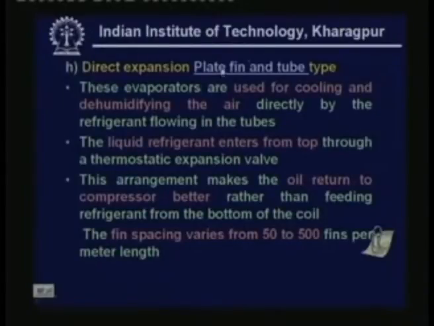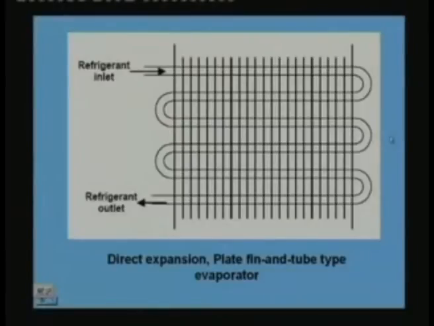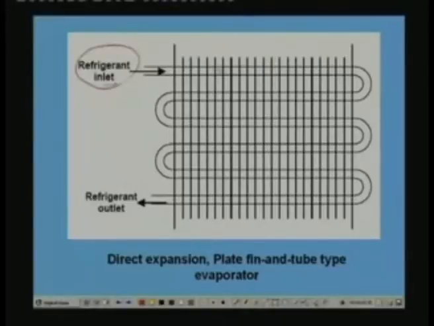So let me show the picture of this. You can see that constructionally this is almost similar to your plate fin and tube type condenser. The refrigerant which flows through this tube enters at the top. It flows like this through the tube, and it leaves the evaporator at the bottom. Of course, you can have several rows of such tubes. That means you can have one row behind the other, and outside you have the fins, and these fins, remember, are plate fins.